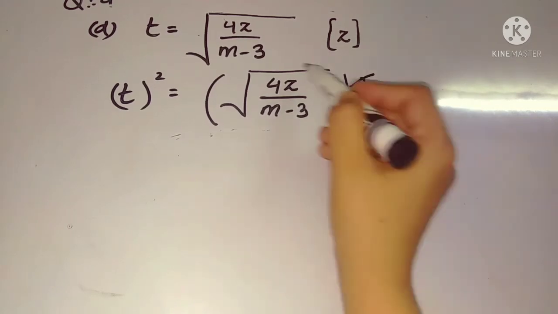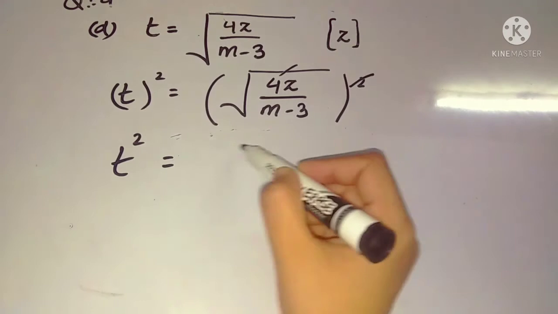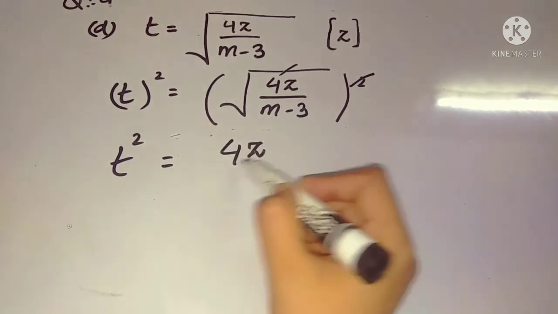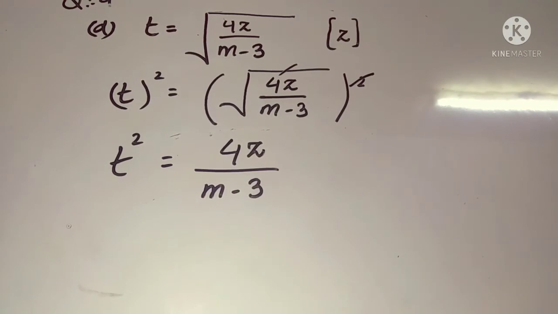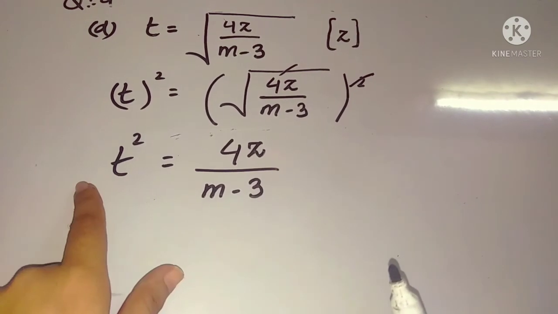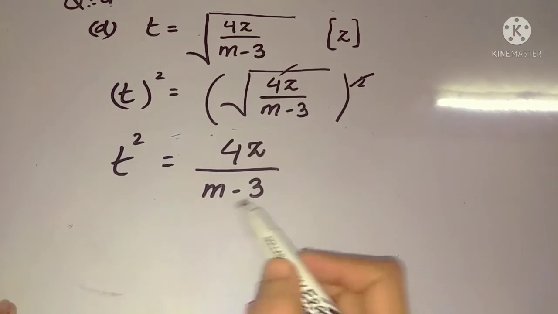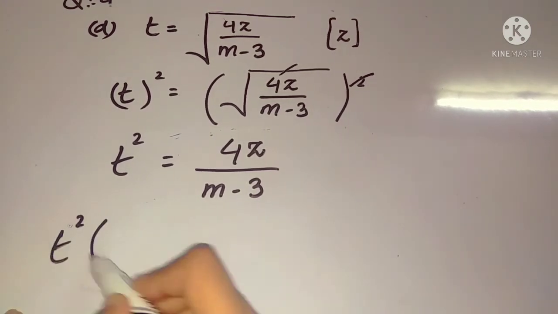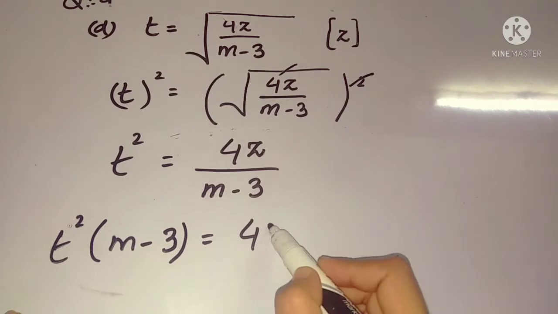So this square and square root will cut each other. So what's left? T square is equal to 4z over m minus 3. Actually, students, you have to make z the subject. So move this to this side. This m minus 3 is dividing over here, so it will come to this side and be multiplied with t square. So it will become t square times m minus 3 is equal to 4z.